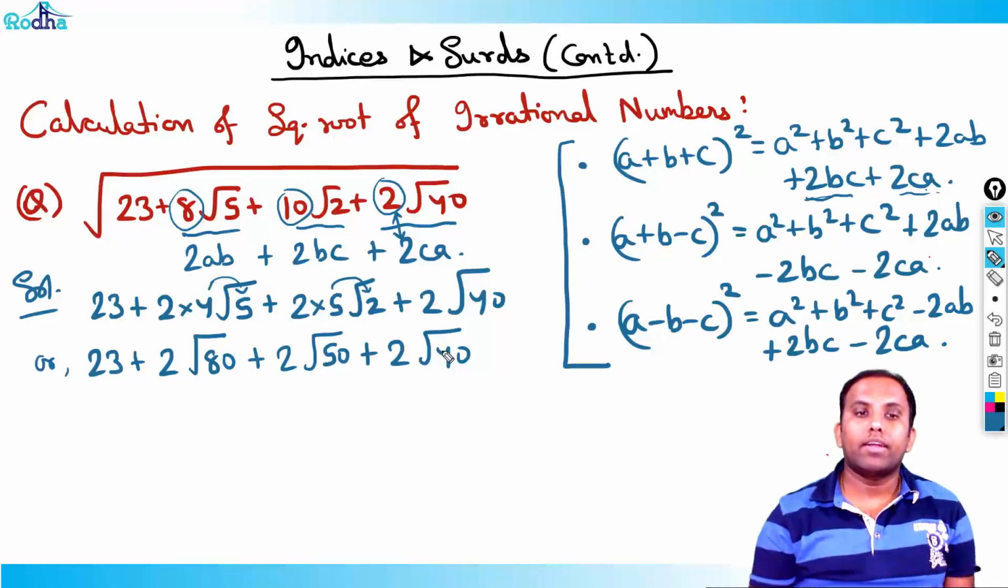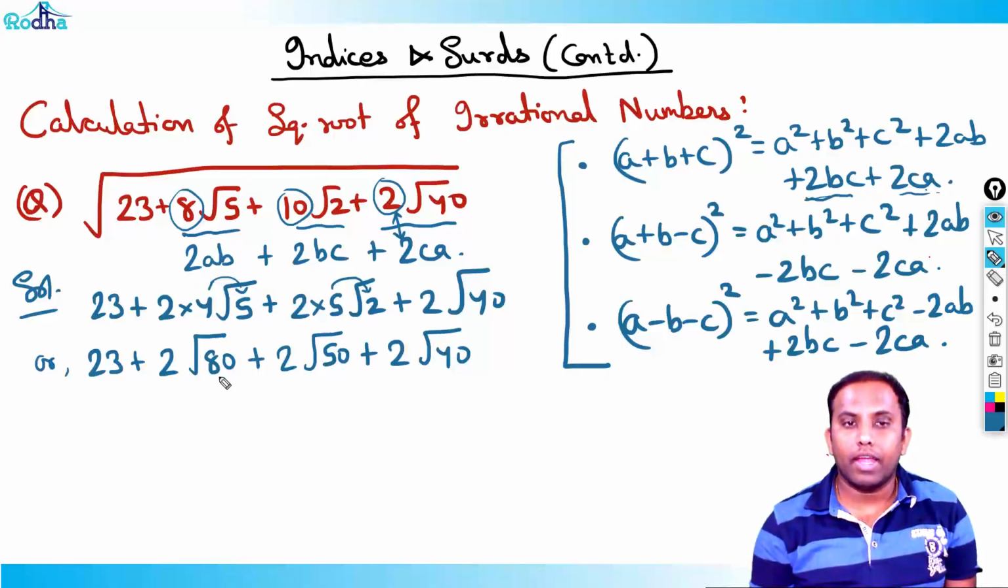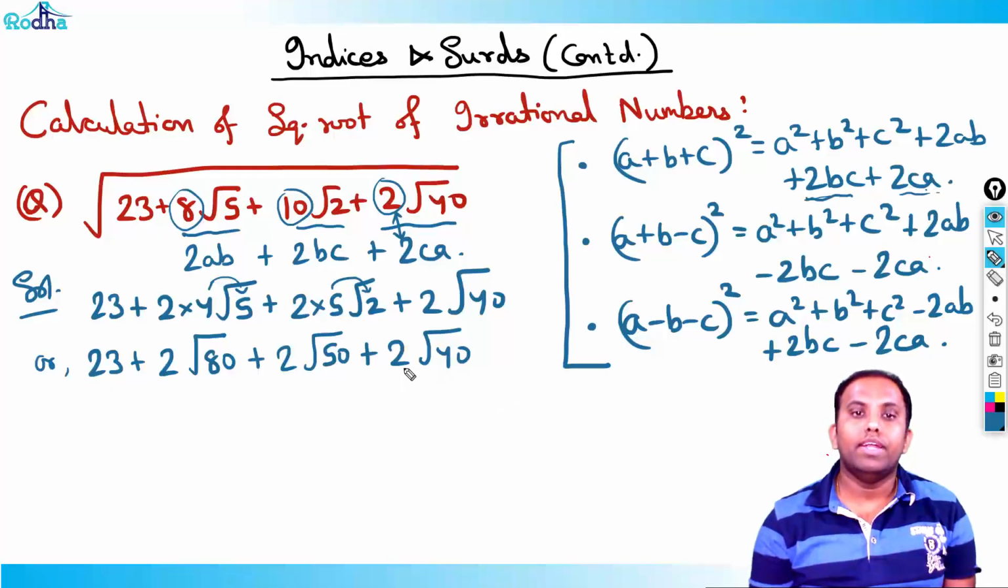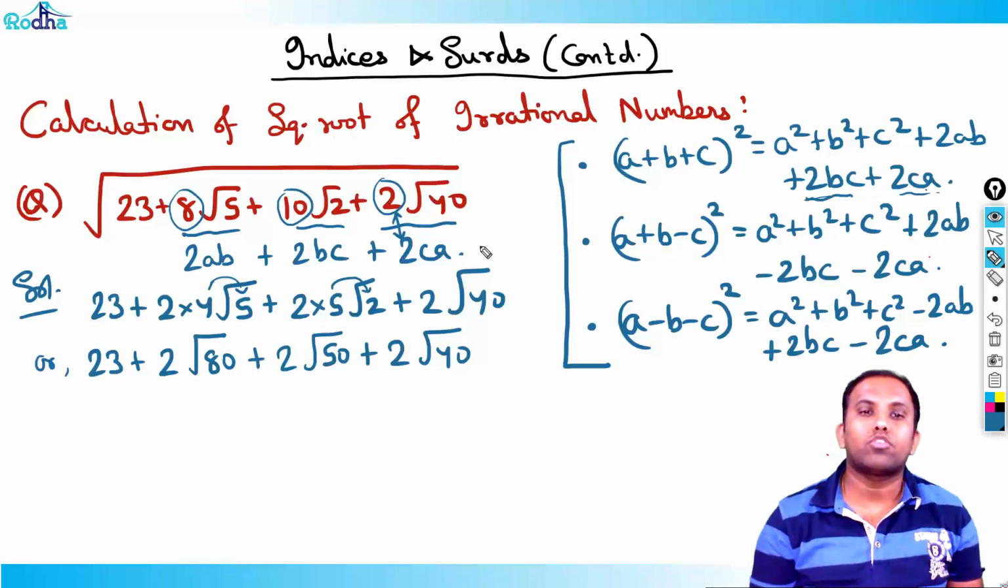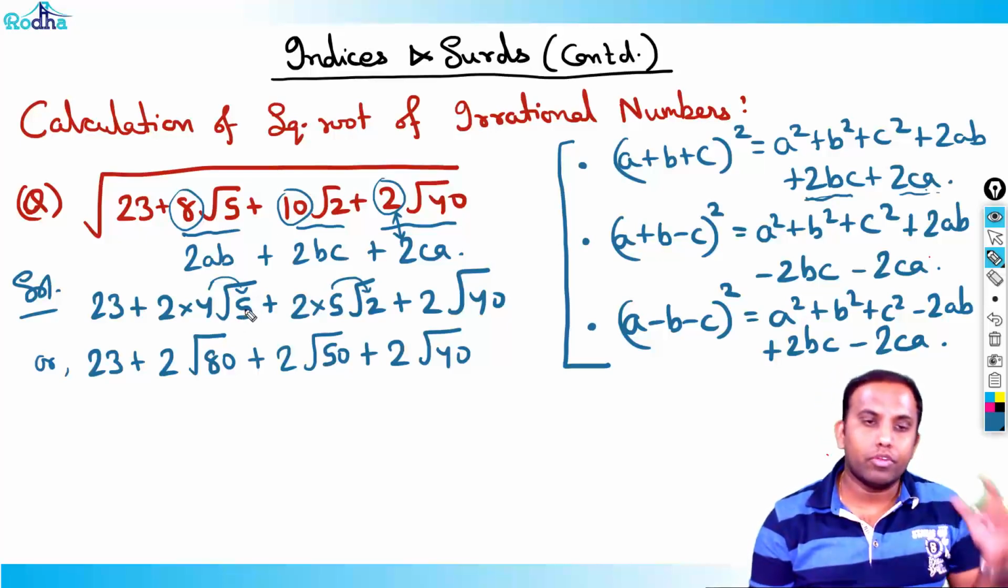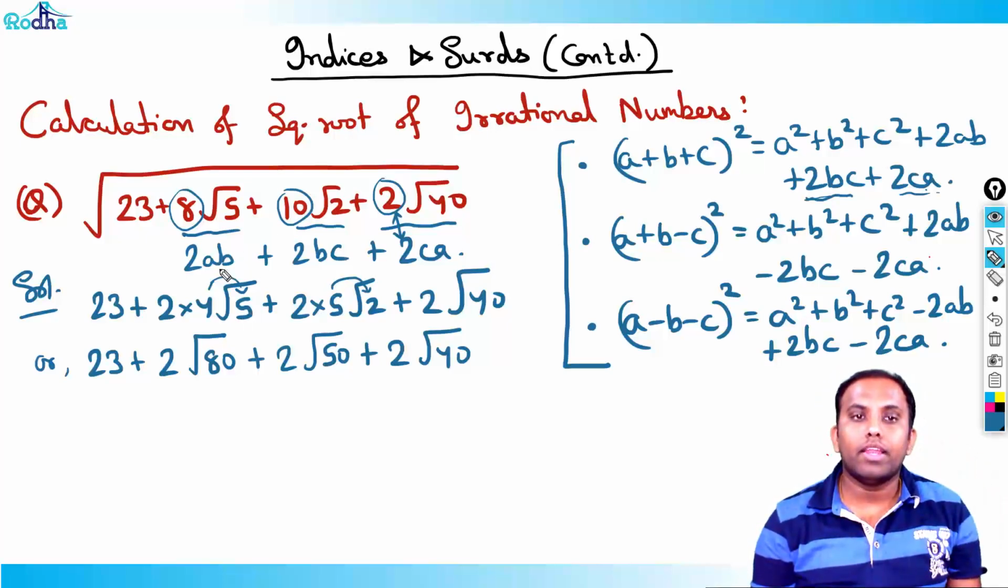Now a bit of hit and trial you have to work here: this 80, 50 and 40 we need to split so that it is ab, bc and ca, and it satisfies. So quite an easy thing here, not so much difficulty. Because I know that in every 2 terms, one term is common. In ab and bc, b is common. In bc and ca, c is common.